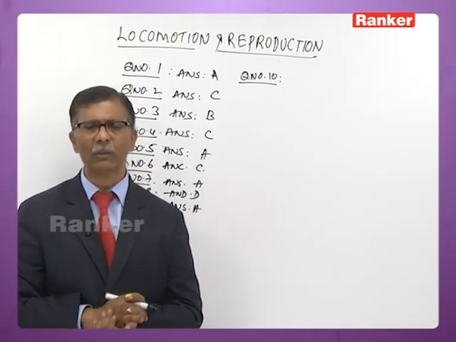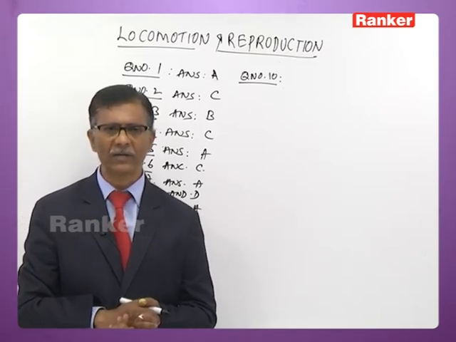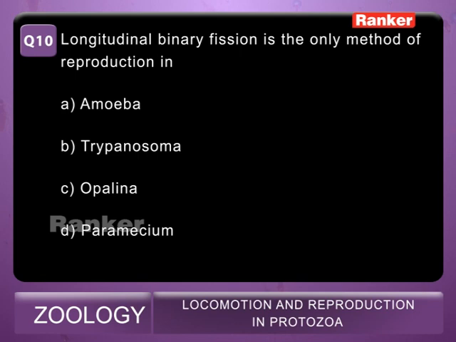it lives in the blood of human being. All flagellates reproduce by longitudinal binary fission. So 10th question answer is B, that is trypanosoma, which is a flagellate.